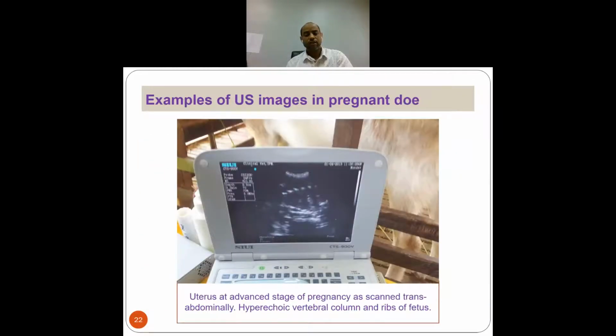So this is just an example of an ultrasound image that you can see displayed on the screen. All right. So this is from a small ruminant. I think we take this image. So this indicates a uterus of advanced stage of pregnancy, which is the result of transabdominal scanning.